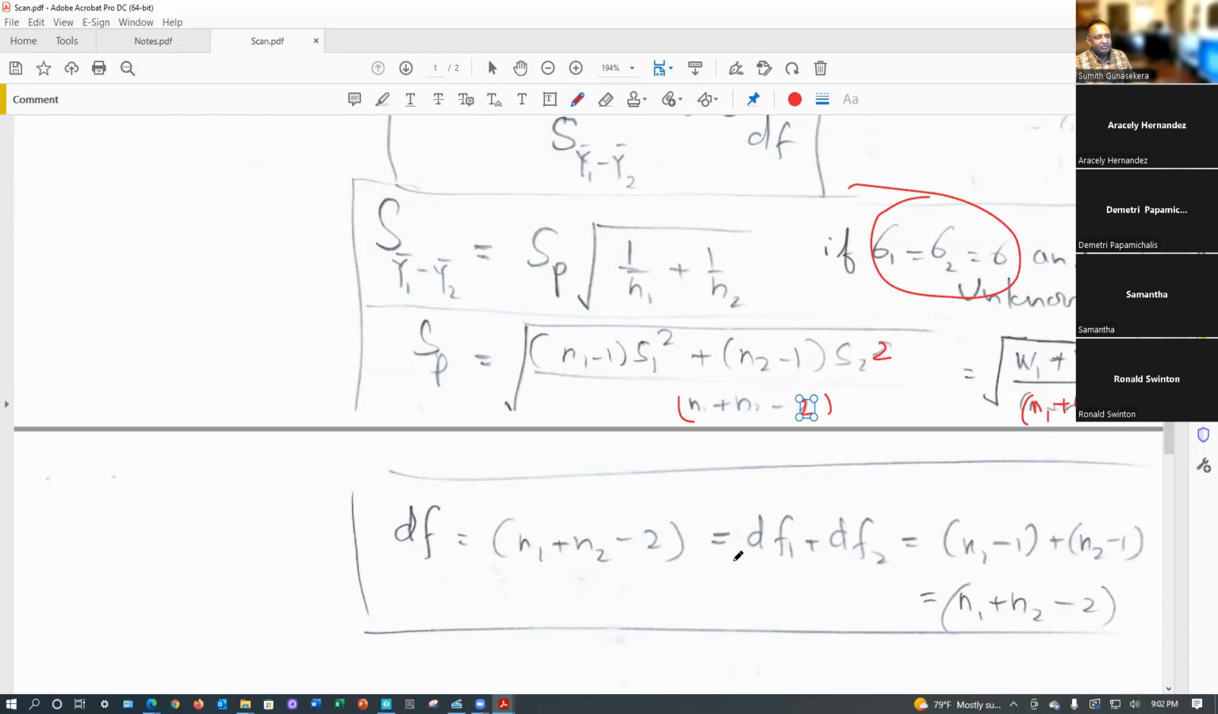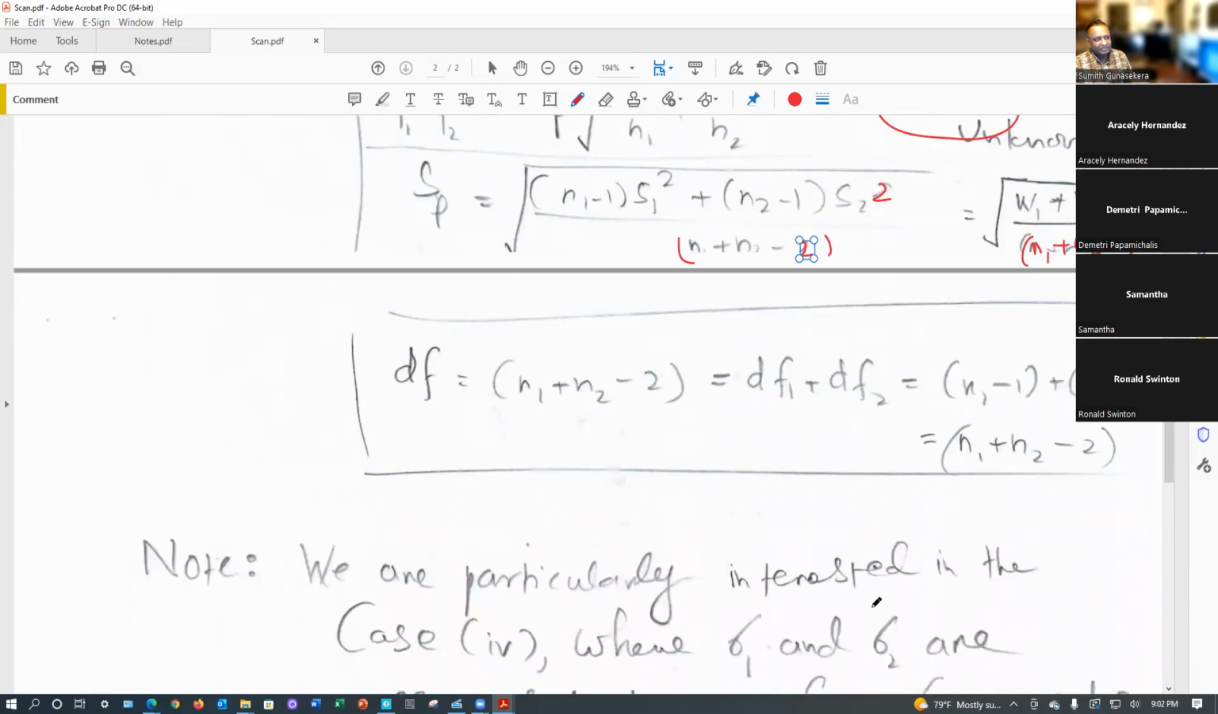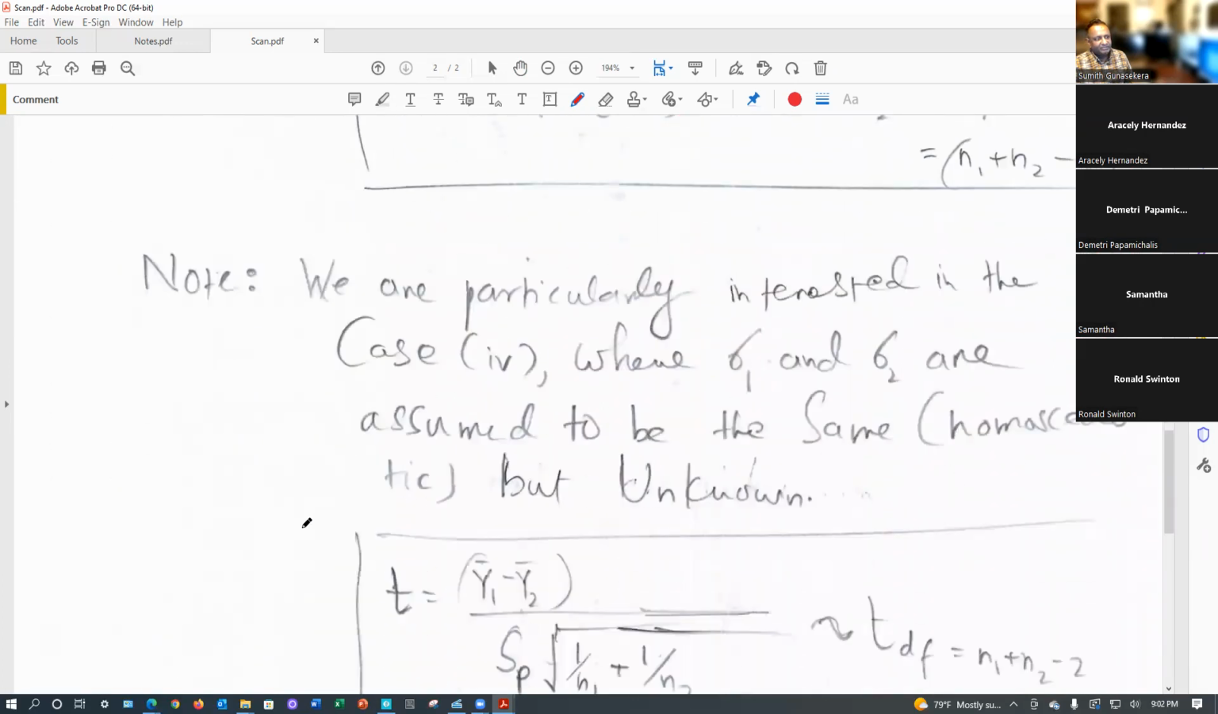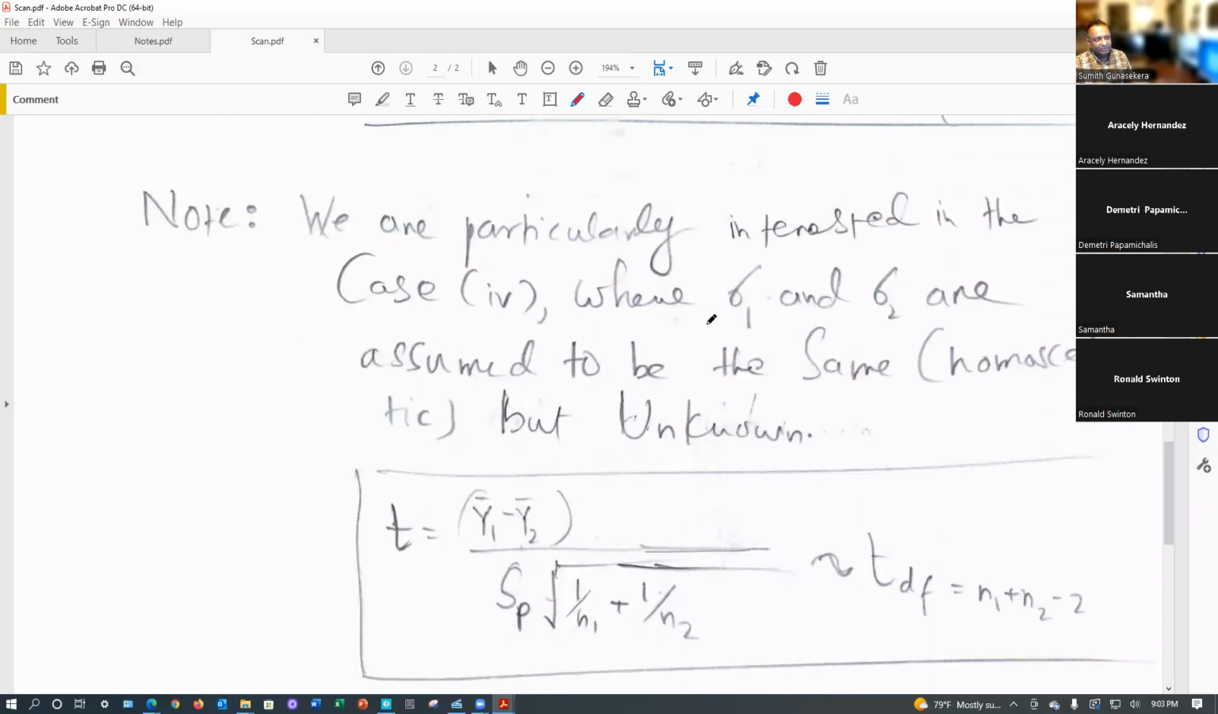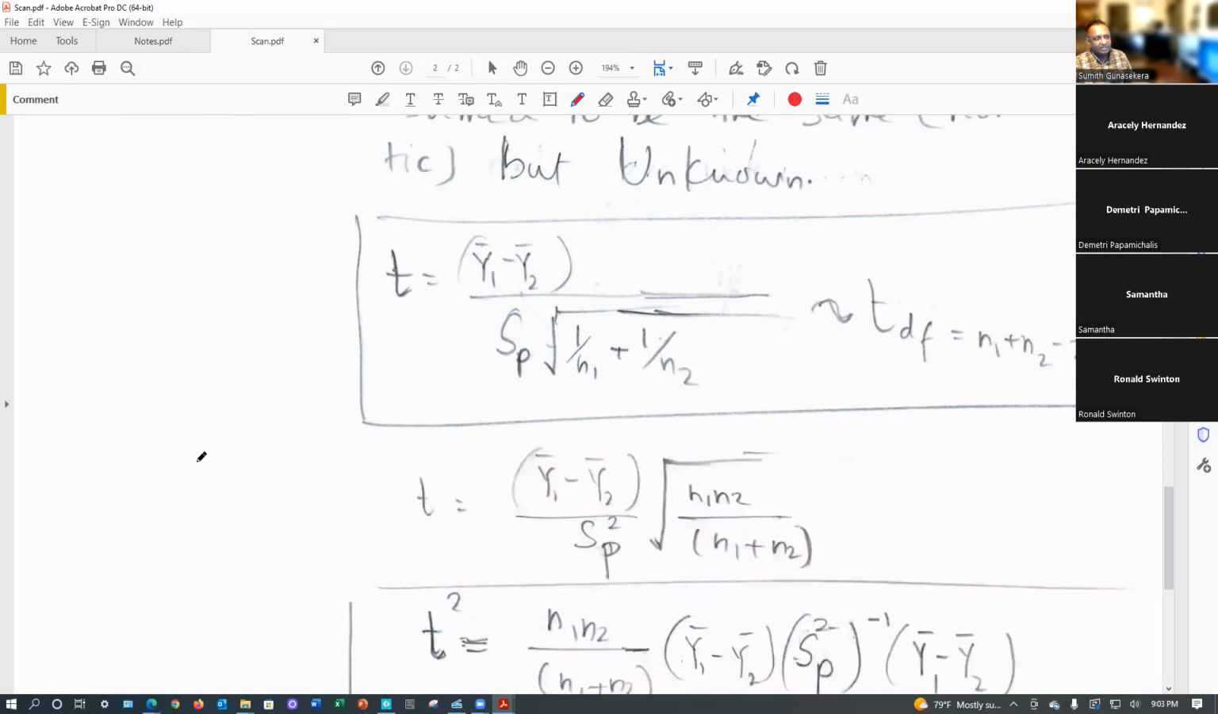And the degrees of freedom would be nothing but the degrees of freedom of the first group plus the degrees of freedom of the second group. Each group has n1 minus 1, plus the other one, n2 minus 1. That's how you got this one. We're particularly interested in case 4, where sigma 1 and sigma 2 are assumed to be the same, homoscedastic, but unknown.